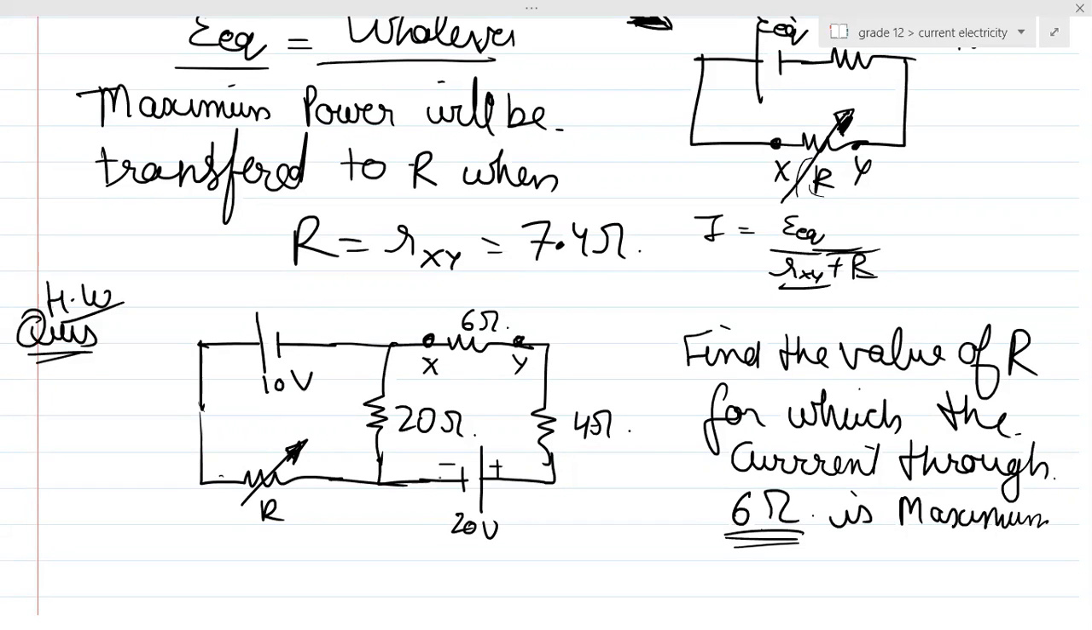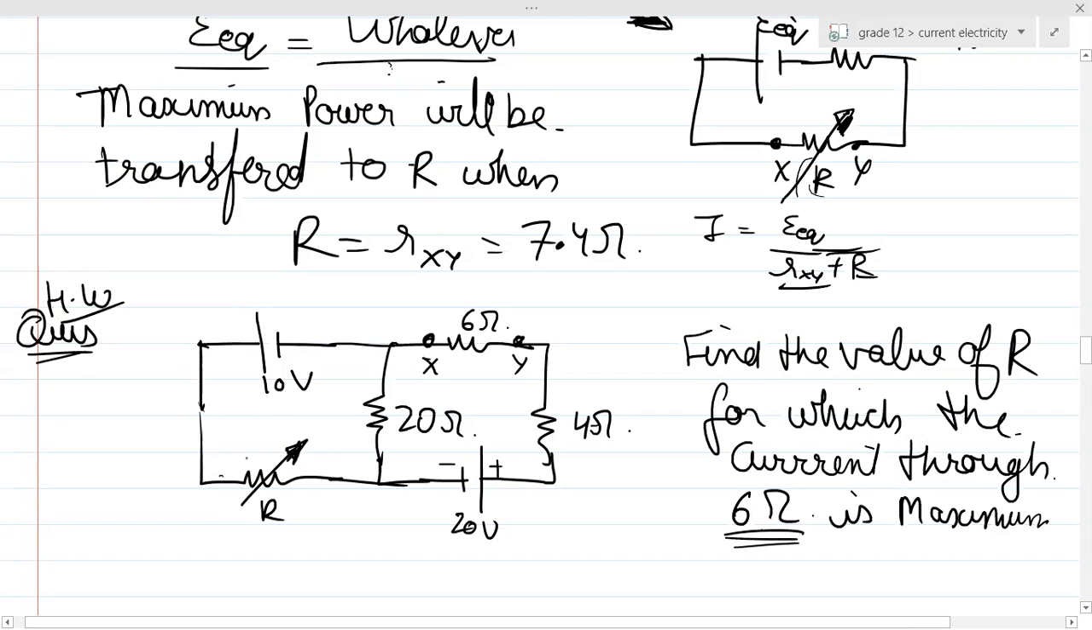Yes, sir. Now after this, let's come back. What will be the answer? I don't know. I framed this question from the question which I had. It was similar to this one: find the value of R for which the power transfer to it will be maximum. I don't want that, so I changed the question a little bit.